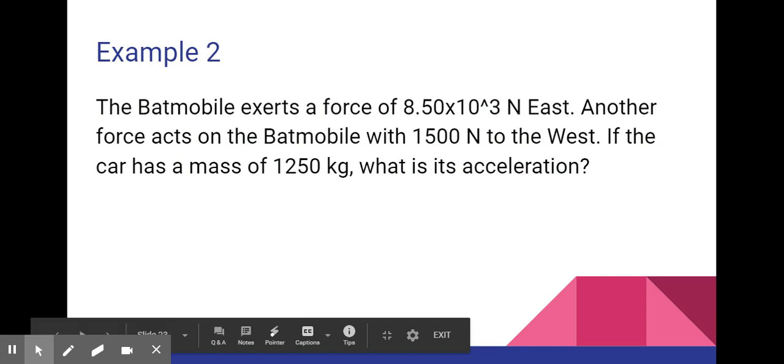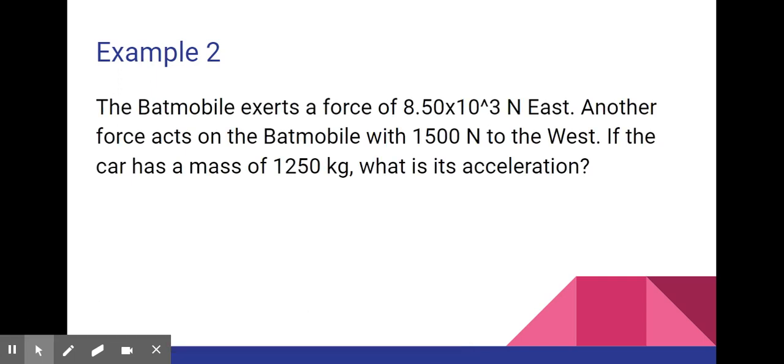Okay, here's a final example, but I think you can tackle this one. The Batmobile exerts a force of 8.5 times 10 to the third newtons east. Another force acts on the Batmobile, with 1500 newtons to the west. If the car has a mass of 1250 kilograms, what is its acceleration? So pause the video, take a moment to try to solve this.